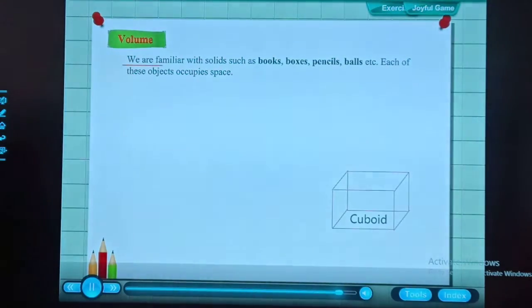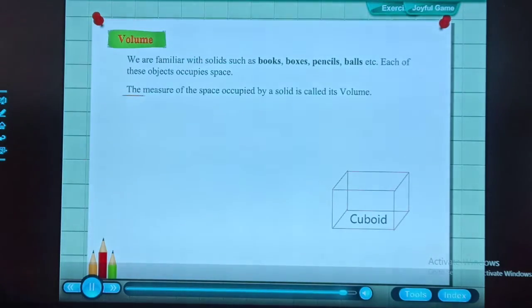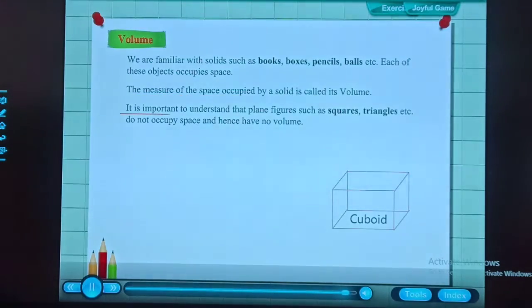We are familiar with solids such as books, boxes, pencils, balls, etc. Each of these objects occupies space. The measure of the space occupied by a solid is called its volume. It is important to understand that plane figures such as squares, triangles, etc. do not occupy space and hence have no volume.